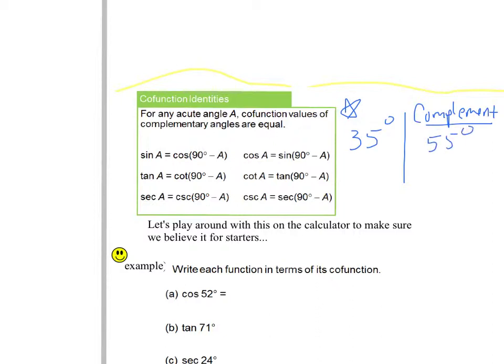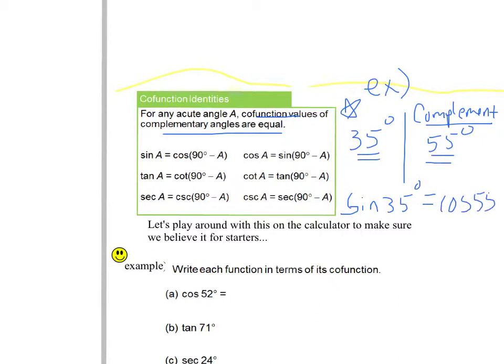So for any acute angle A, cofunction values of complementary angles are equal. So you just have to first check that you have complementary angles, and then you know that their cofunctions evaluated at those complementary angles will be equal. So what does this mean? Think of sine. This means that sine of 35 has to be equal to, well, what's the cofunction of sine? Cosine. So that would have to be equal to cosine of 55 degrees.